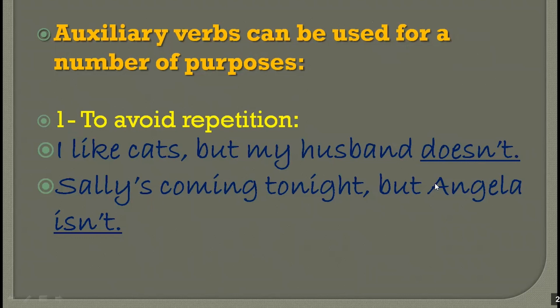Sally's coming tonight, but Angela isn't. Again, instead of saying Sally's coming tonight, but Angela isn't coming tonight, we can just say Sally's coming tonight, but Angela isn't. And it's understood that she isn't coming. So the first purpose is to avoid repetition.